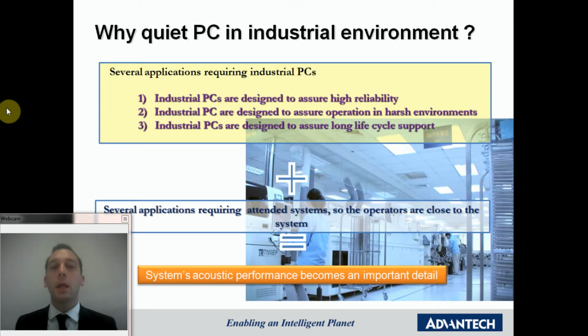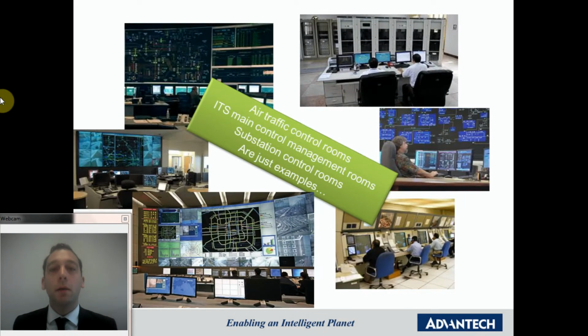Why do we need a quiet industrial PC in an industrial environment? First of all, because an industrial PC assures high reliability and full operational working in a harsh environment. Furthermore, the systems are designed to get long life cycle support. If we consider that more and more the customer request is to have the system close to the operator, we can understand why the system acoustic performance is becoming more and more important. Some examples are air traffic control or traffic control system rooms, or for example power substations.